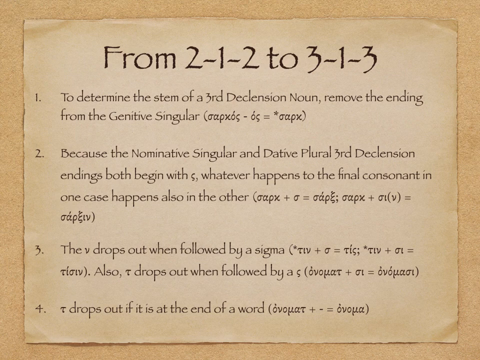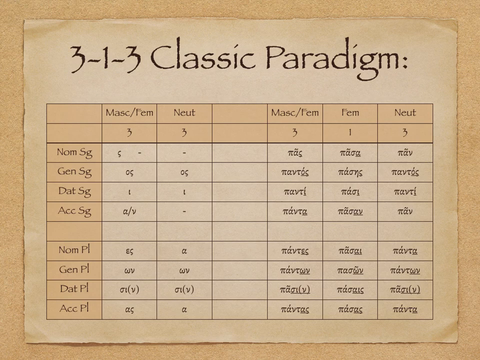Finally, tau drops out if it's at the end of a word. Greek speakers evidently just didn't enjoy the sound of a T at the end of a word, so it dropped out, kind of to soften the end of a word. Well, enough of just the listing of the rules.